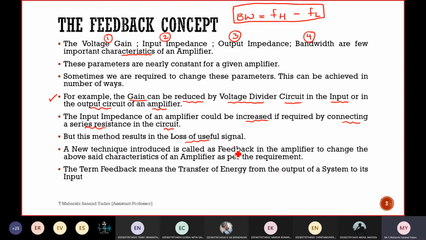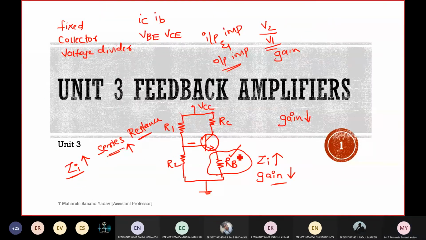That's why we are going with a special concept called feedback. A new technique is introduced, which is called feedback in the amplifier, to change the above said characteristics. What are the above said characteristics? Voltage gain, input impedance, output impedance, bandwidth. Therefore, the term feedback means the transfer of energy from the output of the system to the input. This is input, output, and from output to input directly I am providing feedback. Okay, this is one technique.